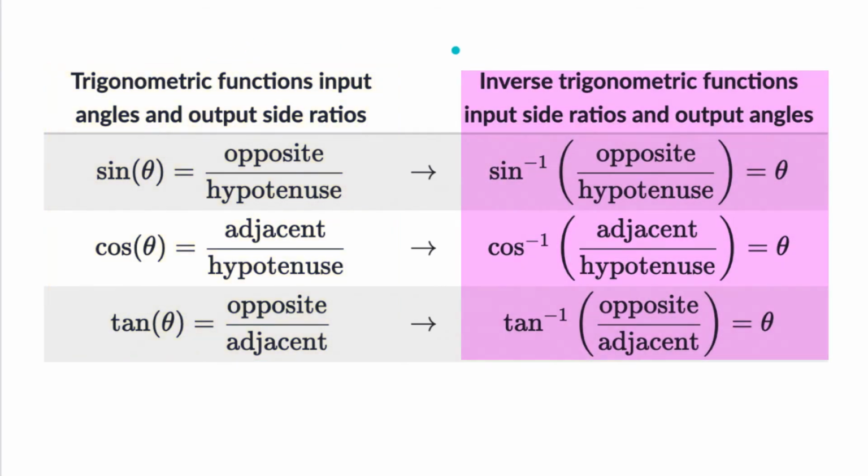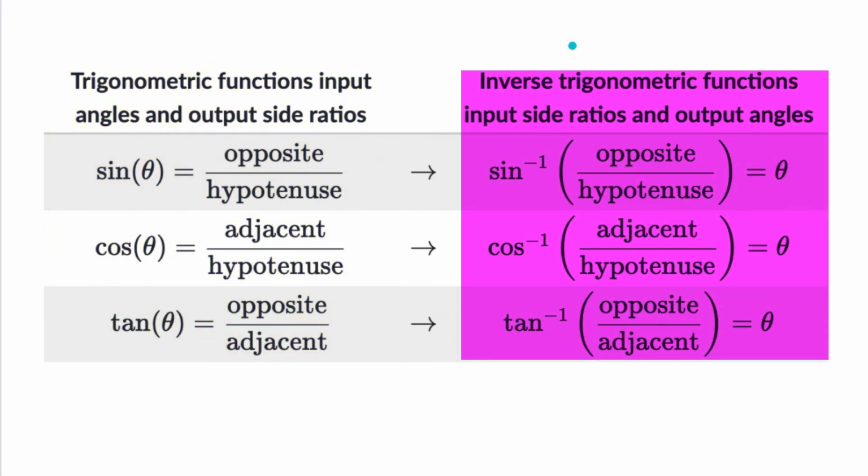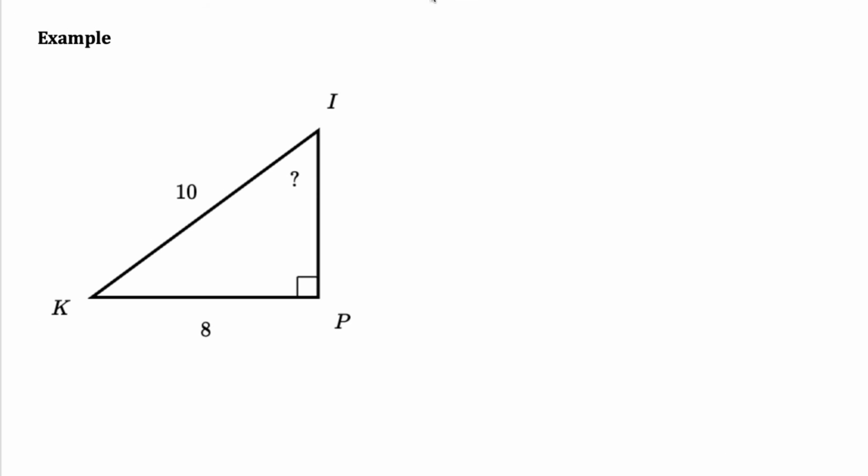On the other hand, for an inverse trigonometric function, I put in the side ratio and then it gives me the angle. So when I take the inverse sine of 1/2, the calculator is going to tell me that it's 30 degrees. So for the inverse trig, we put in the ratio, we get out the angle. For the regular trig function, we put in the angle, we get out the ratio. It's an important distinction. Let's just look at two more examples before we go.